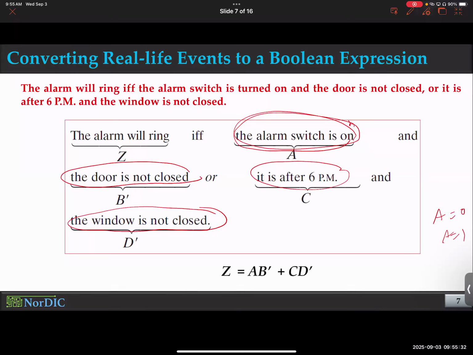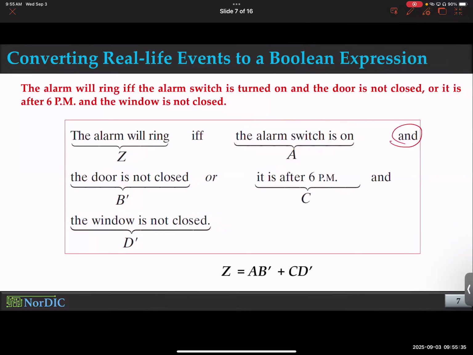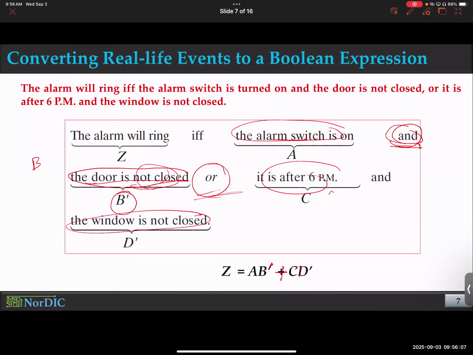So let's see. Notice, just look for these keywords. And basically represents logical and. So if this is a variable A, you are taking an and of A and B prime. Why B prime? Because the sentence spoke about the door is not closed. So it's emphasizing the not part. Imagine we use a variable B that represents door open or closed. Since we are emphasizing not closed, we decided to use prime, AB prime. Or represents plus. These two are ANDed together. So you have C, D prime. Window is not closed. That's why D prime.